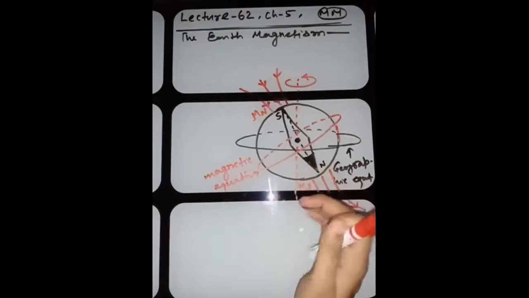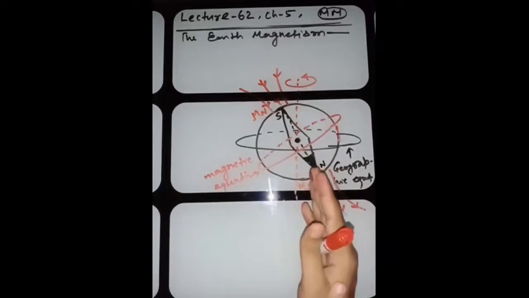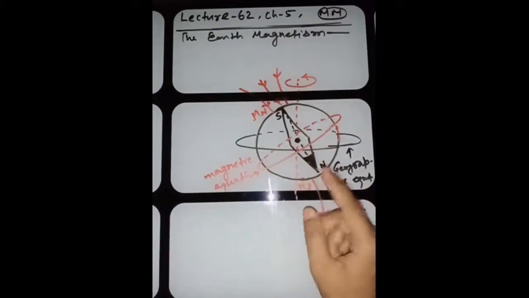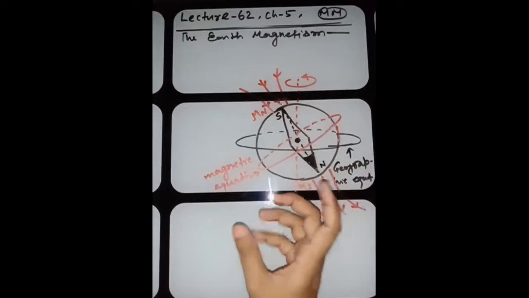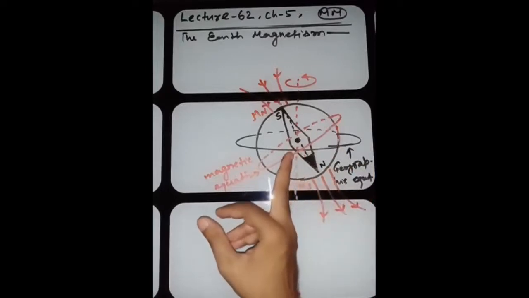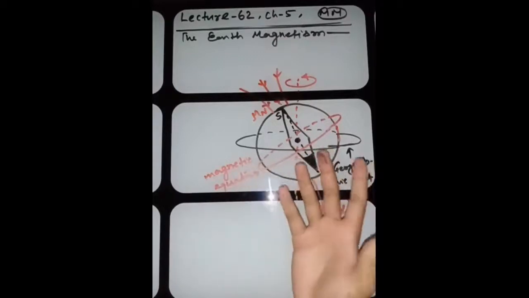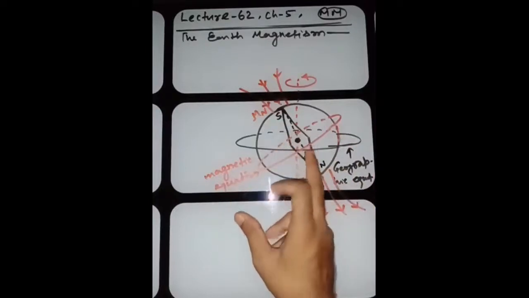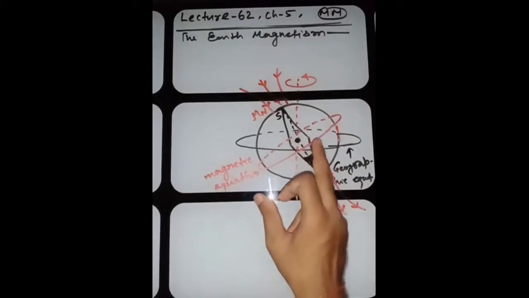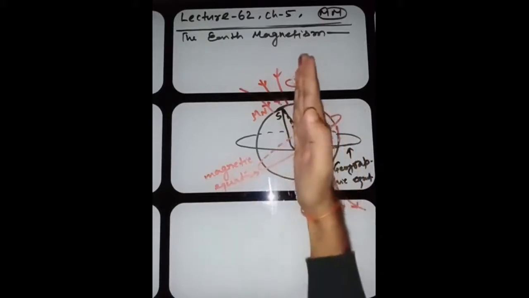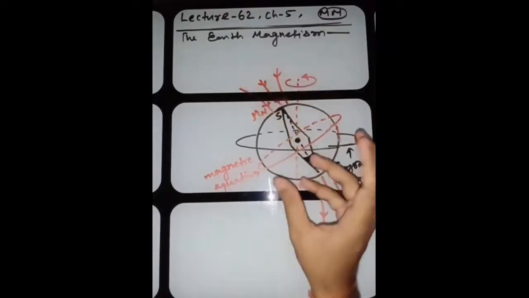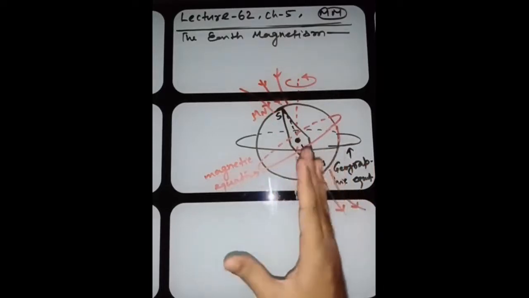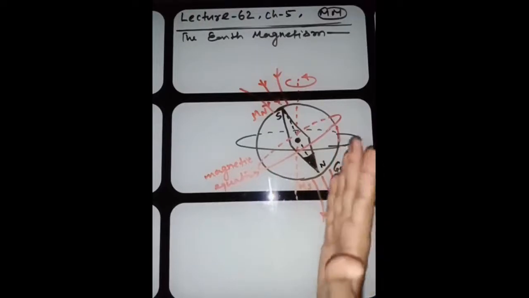My dear students, for this particular diagram, you can write in your copy: the axis of the dipole, this dipole inside the Earth, due to the molten iron or nickel, due to the convection current, the magnetic field was formed. It is supposed to be a magnet inside the Earth. The axis of the dipole does not coincide with the axis of rotation; it is tilted at a certain angle. But presently, till now, it is tilted by 11.3 with the axis of rotation.